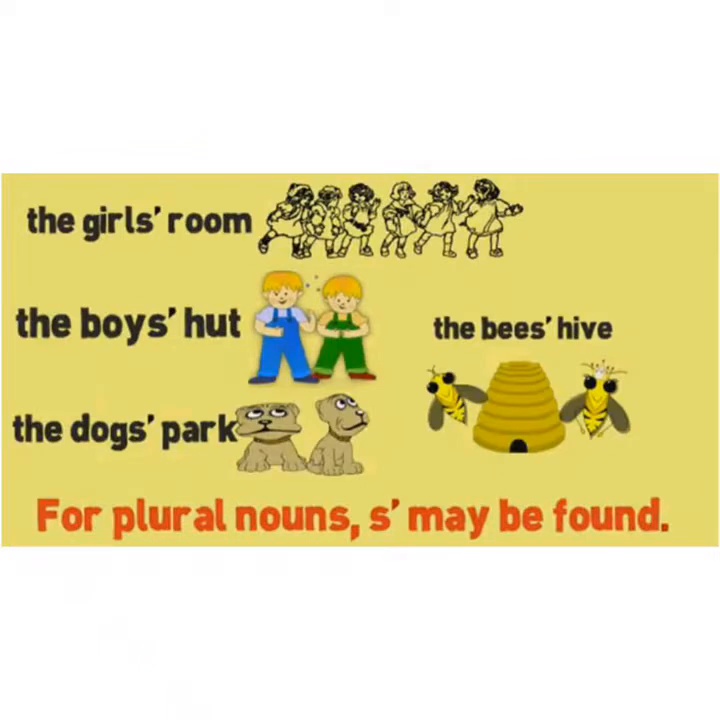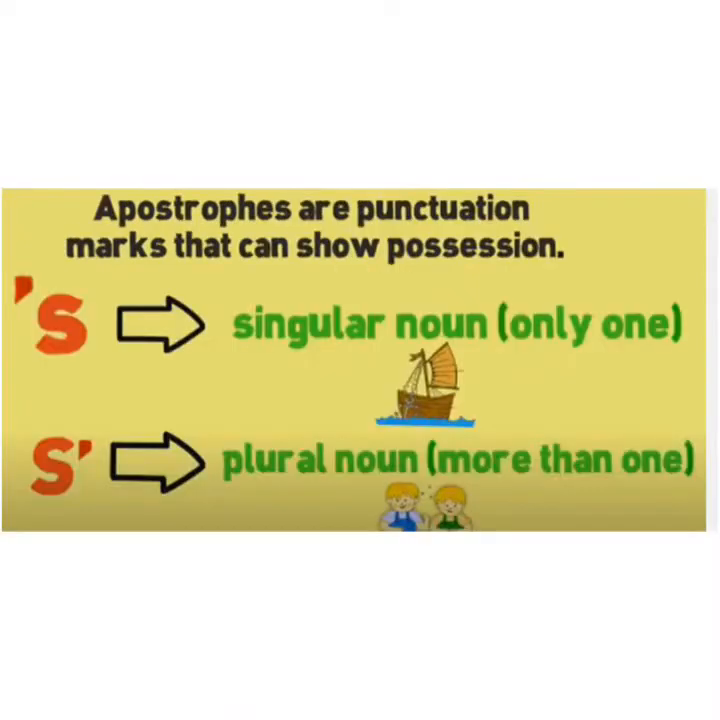More examples. The girl's room. There are many girls. This is plural. The boys' hut. The dogs' park. The bees' hive. For plural nouns, S with an apostrophe may be found. So, you see, it's very easy.